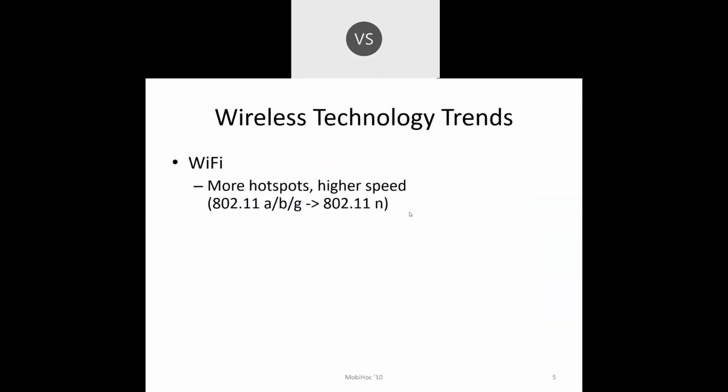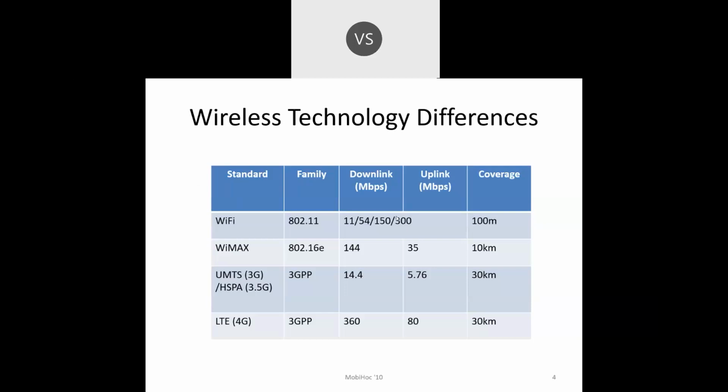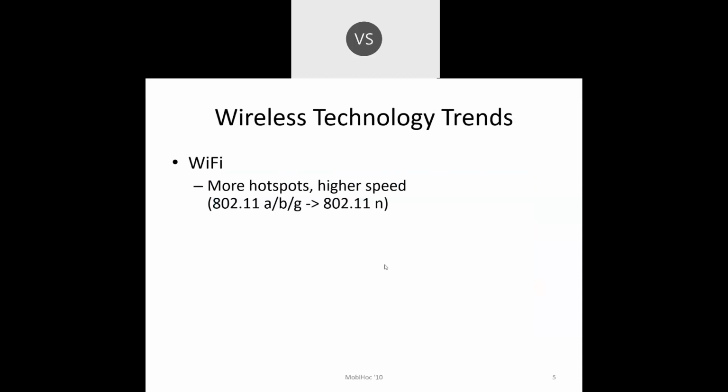We ended our discussion with this particular table, which lists which family, what the downlink and uplink are, and what the coverage is. Depending on this table, you can get an idea of the coverage of different technologies. We ended our lecture with this.